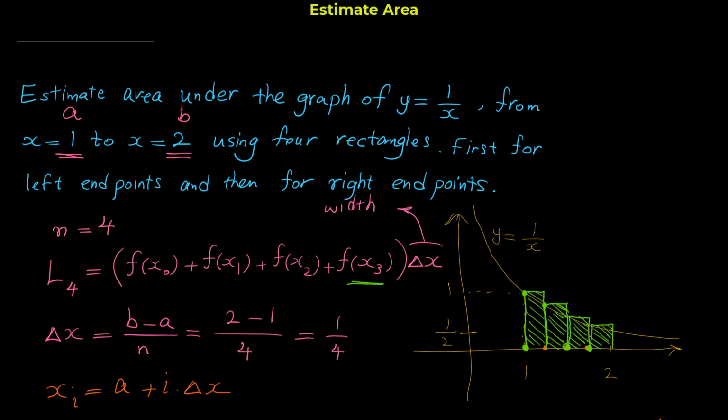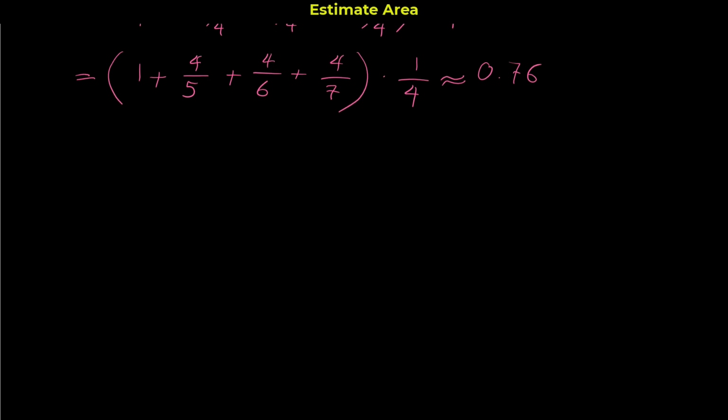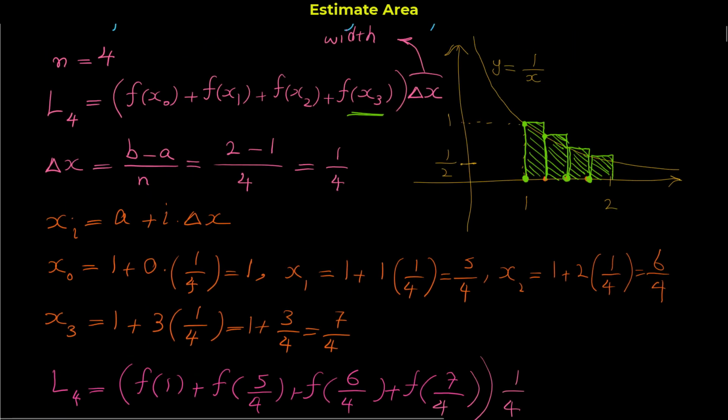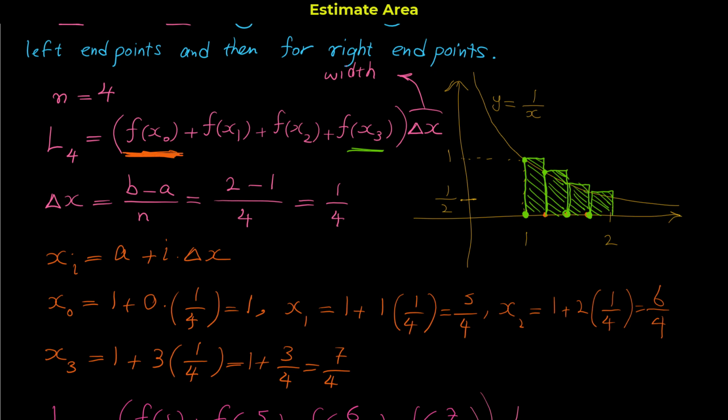Now, let's use the Riemann sum for the right endpoints to estimate the area under the curve. The Riemann sum formula for the right endpoints when n is 4, when we want to use just 4 rectangles, is this. R4 is f of x1. Attention, when we use the right endpoints, we always start from f of x1. When we use left endpoints, we always start from f of x0. So when we use the right endpoints, we always skip x0 and start from x1. And instead of x0, at the end, we use one more point. So we continue up to f of x4 for the right endpoints.